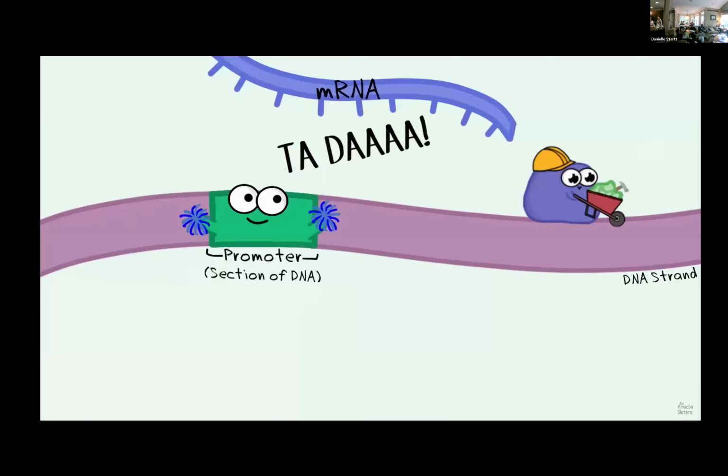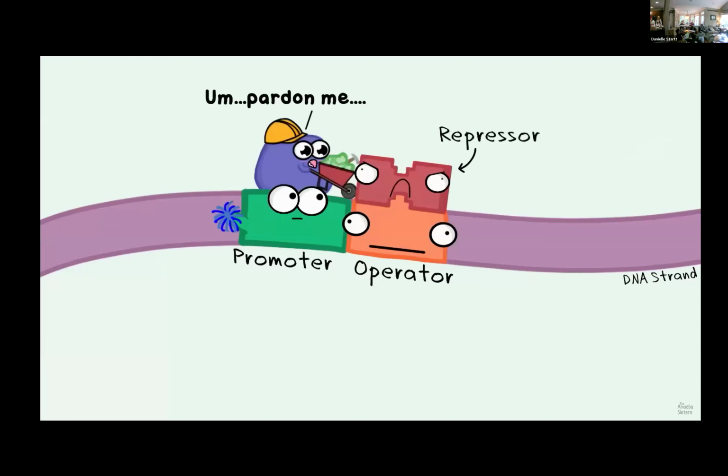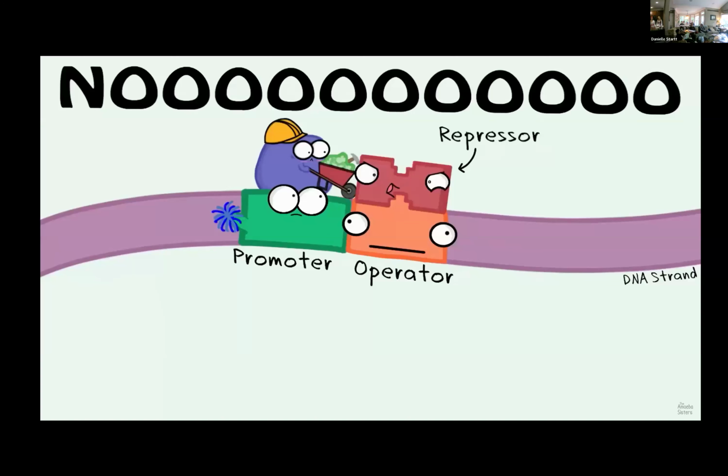But there's this other sequence of DNA called an operator. The operator is a part of the DNA where something called a repressor can bind. The repressor, if bound to the operator, blocks RNA polymerase. And poor RNA polymerase cannot move forward and no mRNA can be made, therefore no proteins.